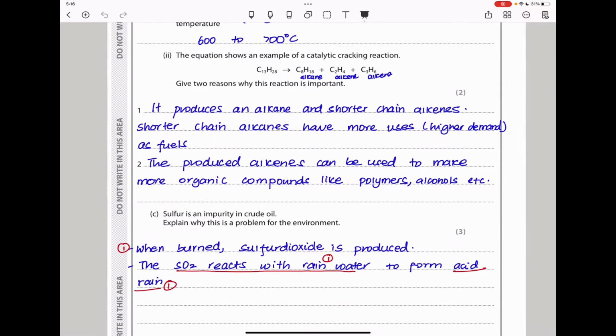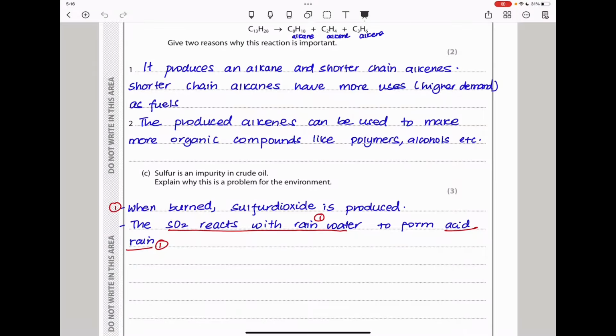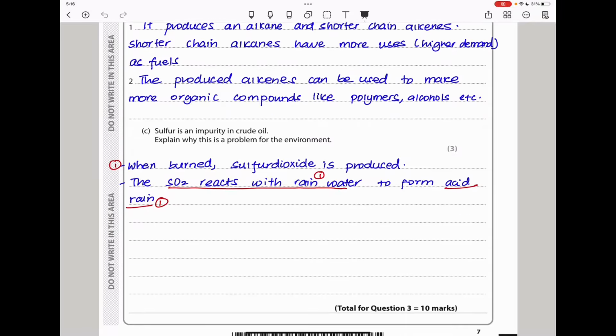The next part says, sulfur is an impurity in crude oil. Explain why this is a problem for the environment. When crude oil contains sulfur, it means the produced fuels, or let's say gas or anything, is going to contain these sulfur compounds. And that means when they are burned, sulfur dioxide is going to be produced, as you can see here.